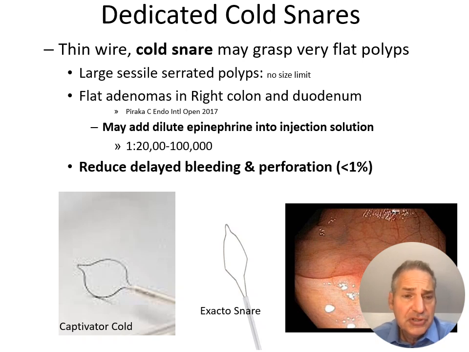Dedicated cold snares have been available for several years. These have a very thin wire without cautery capability. They're very good at grasping very flat polyps, often that cannot be grasped with any other tool. They're very good for sessile serrated polyps and flat adenomas, and they're also very effective for sessile adenomas in the duodenum with very low rates of delayed bleeding and perforation.